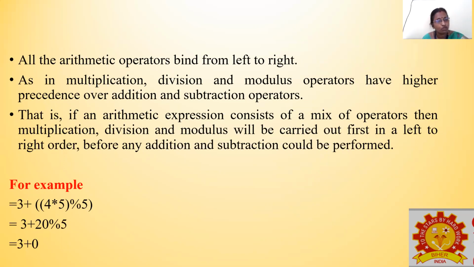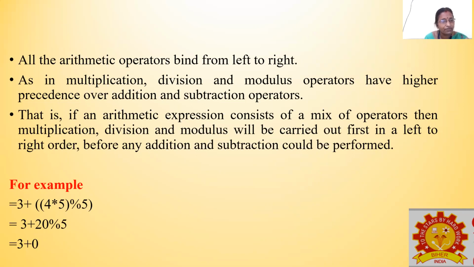Multiplication. So 4 into 5 should be multiplied first, because it has higher precedence, then it will become 20. Now see, both multiplication and modulus are coming under the same priority, but they have left associativity.